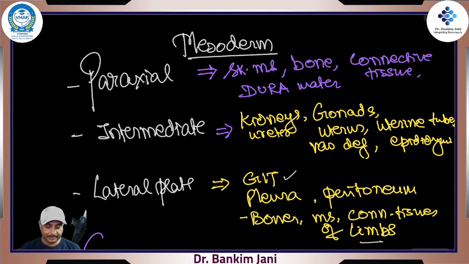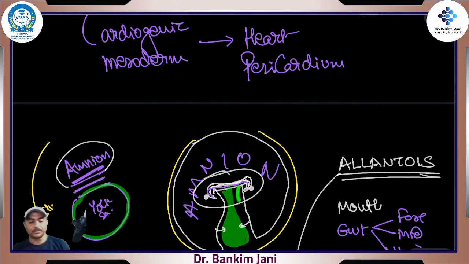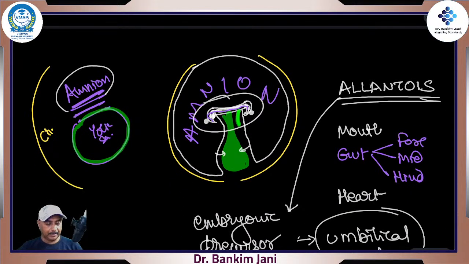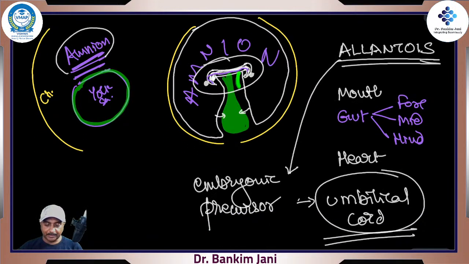GIT from the lateral plate. Cardiogenic mesoderm, right? That is over here, right? Cardiogenic mesoderm, and that leads to formation of the heart and pericardium. Now, the amnion has started increasing in size, surrounds everything, and we have got a terminology to be discussed, allantois. Allantois is nothing but an extrusion, a pouch, right, which extends. Basically, it is the embryonic precursor of the umbilical cord.